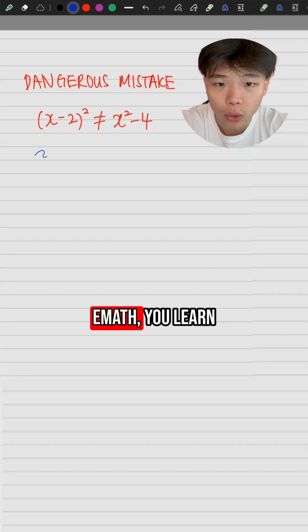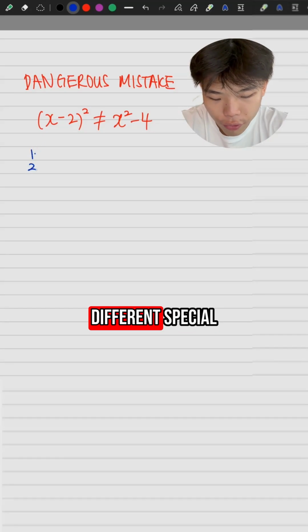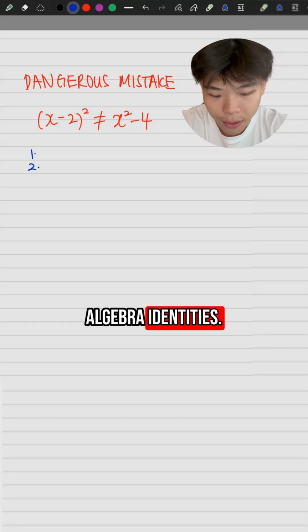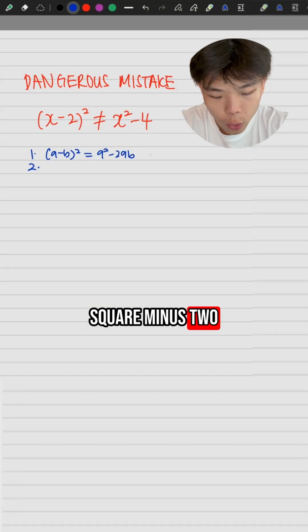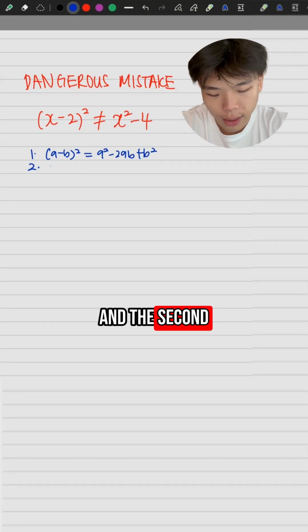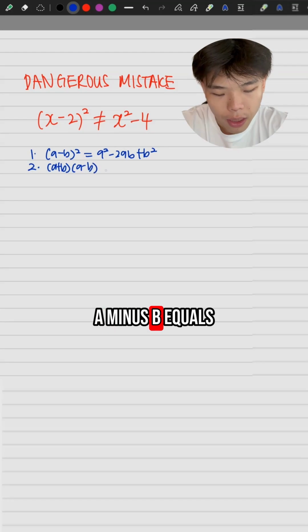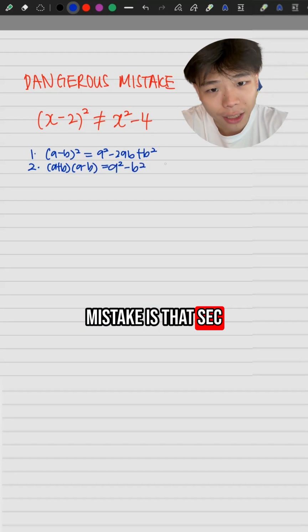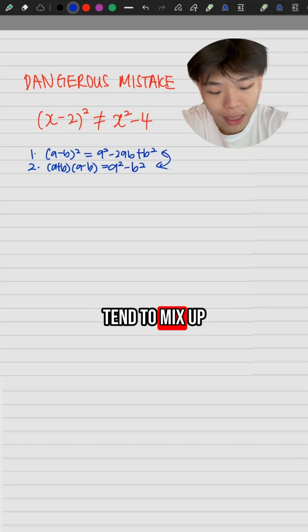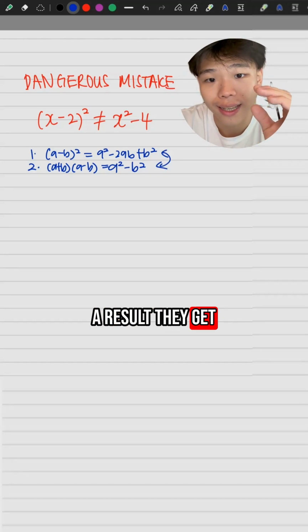And in Sec 2 E-Math, you learn these two very different special algebra identities. First being (a − b) squared equals a squared − 2ab + b squared. And the second being (a + b)(a − b) equals a squared − b squared. Now the biggest mistake is that Sec 3 E-Math students tend to mix up these two, and as a result they get this part wrong.